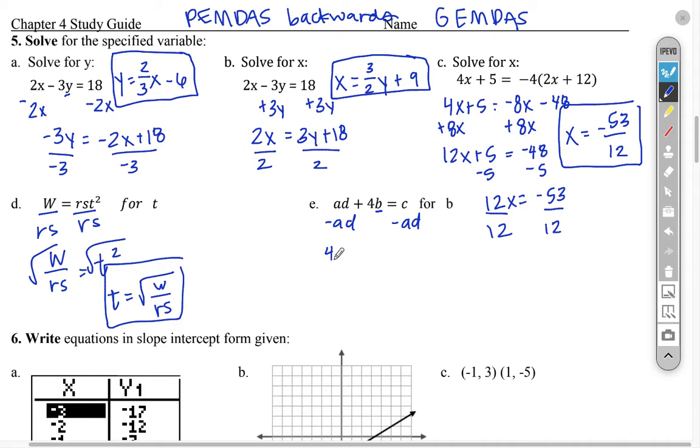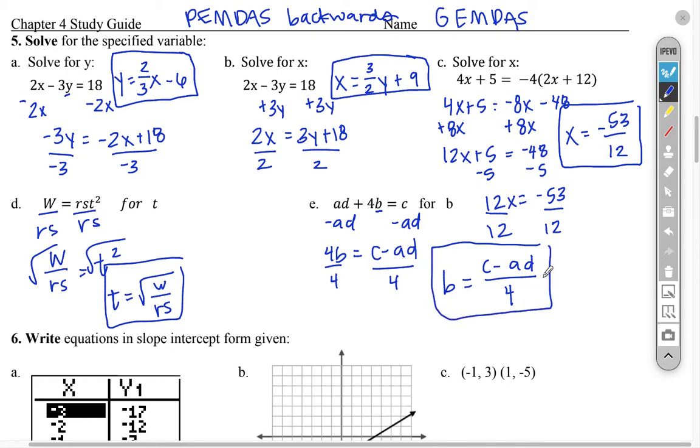Right, so we are left with 4b equals c minus AD, and we're going to divide by 4, right? We're trying to get this b alone. So we're going to divide by 4. And don't let the fact that there's a number in there throw you off either. It doesn't change anything. So we now have b equals c minus AD divided by 4. And that is your answer.